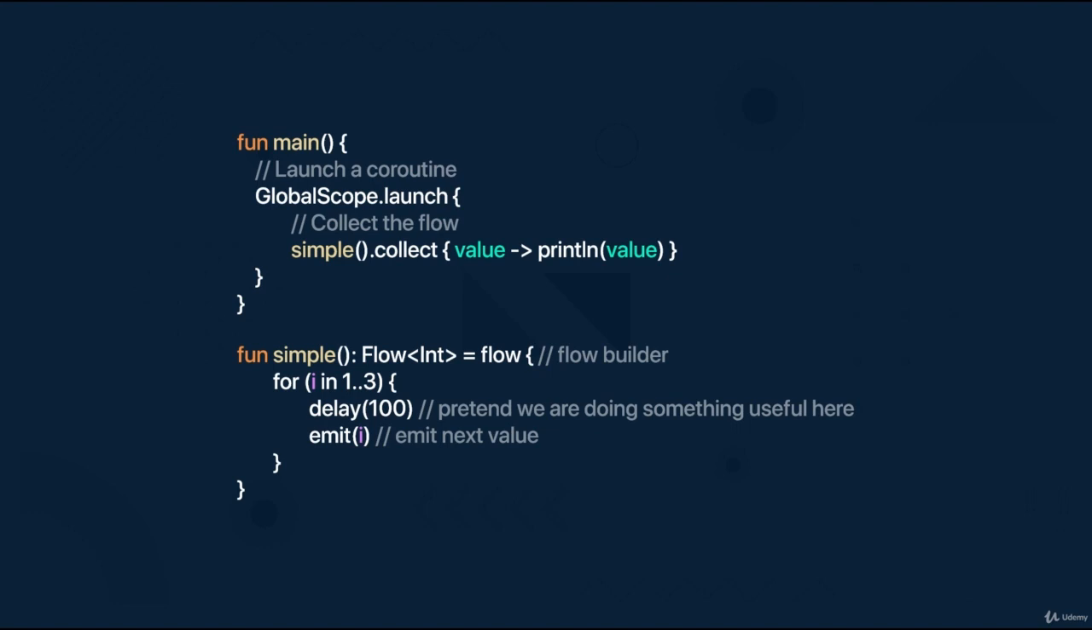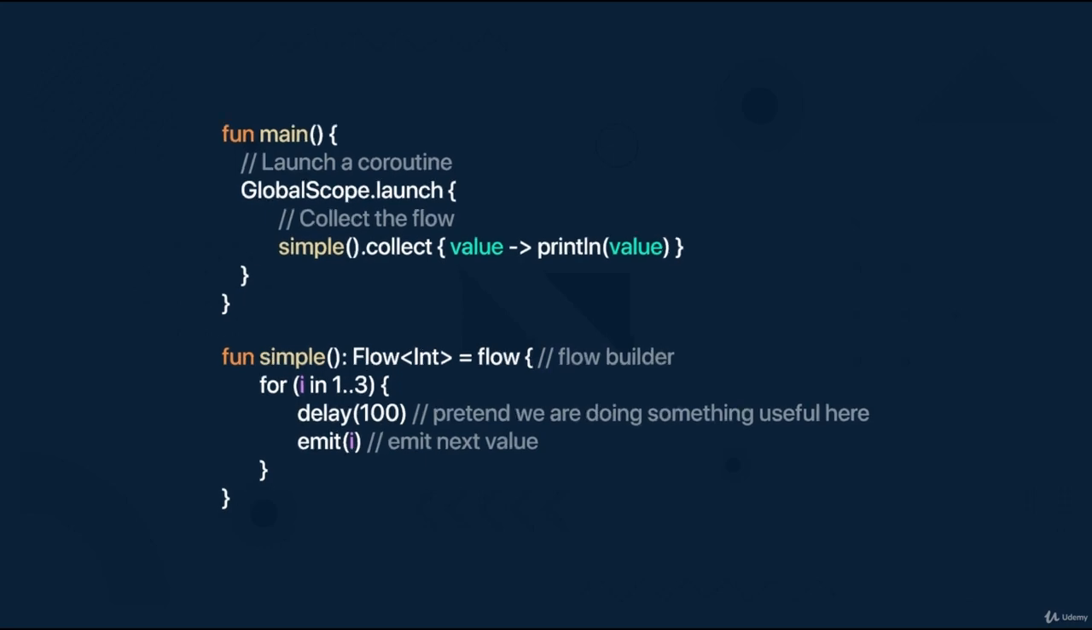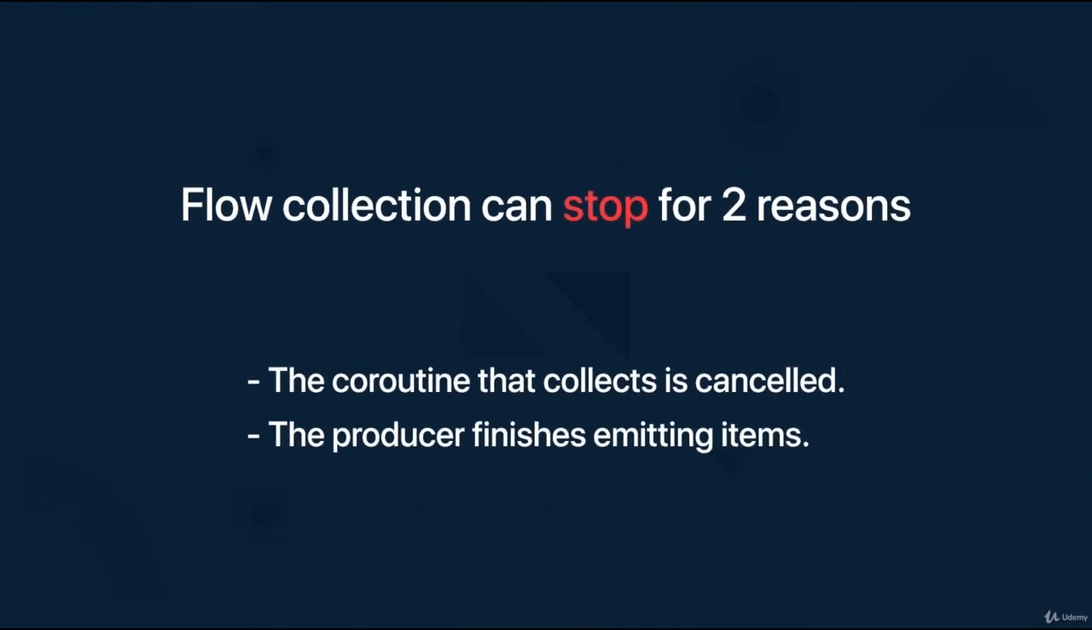And since it's a suspend function, the coroutine that calls collect may suspend until the flow is closed. So a flow collection can stop for the following reasons. The first one, when the coroutine that collects is cancelled, and the second one, when the producer finishes emitting the items. And in this case, the stream of data is closed and the coroutine that called collect resumes execution.